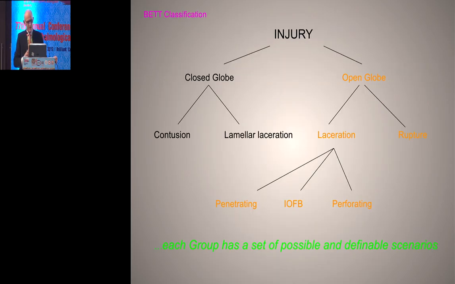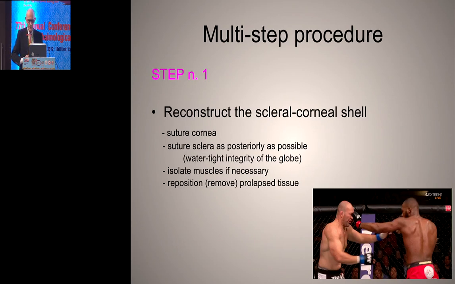So let me just go through this. This is the BET classification, which I'm sure everybody is familiar with. This was created by Ferenc Kuhn, and I won't go into the details because I know everybody is familiar with this, but we're dealing with open globe injuries today. So essentially laceration and rupture, as well as penetrating, intraocular foreign body, and perforating injuries.